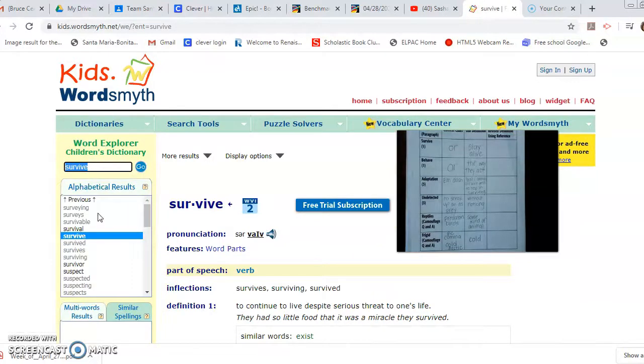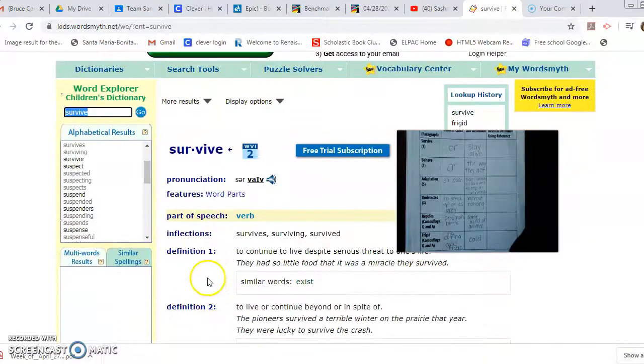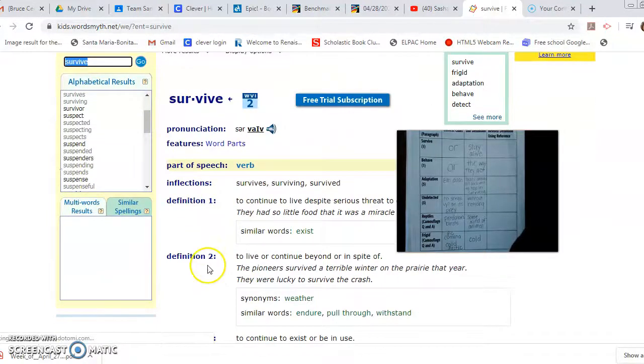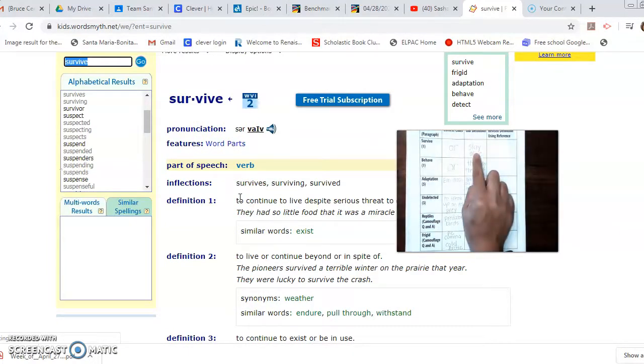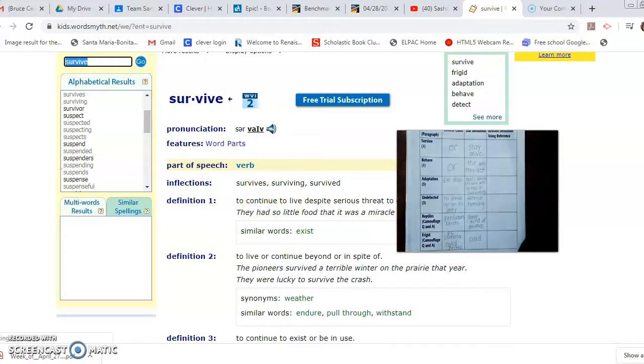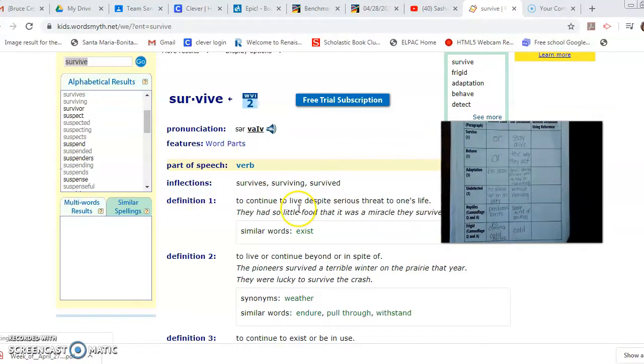Now it gives me the definition, and I have several definitions. I have 1, 2, 3 definitions for the word survive. But which one comes closest to our definition that we found, which was to stay alive? Would it be definition number 1? To continue to live despite serious threat to one's life. Does that sound like our definition of staying alive? Sure, yeah. To live or continue beyond or in spite of. Does that sound like staying alive?